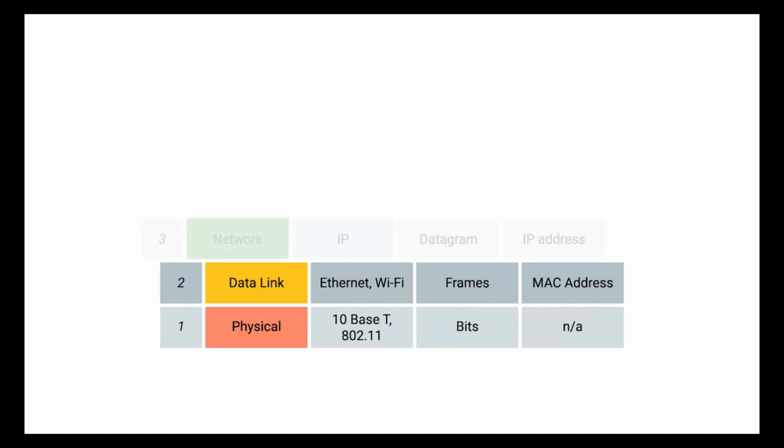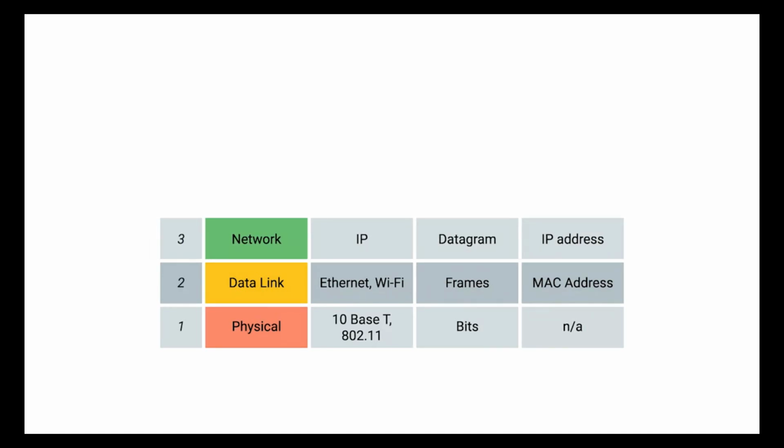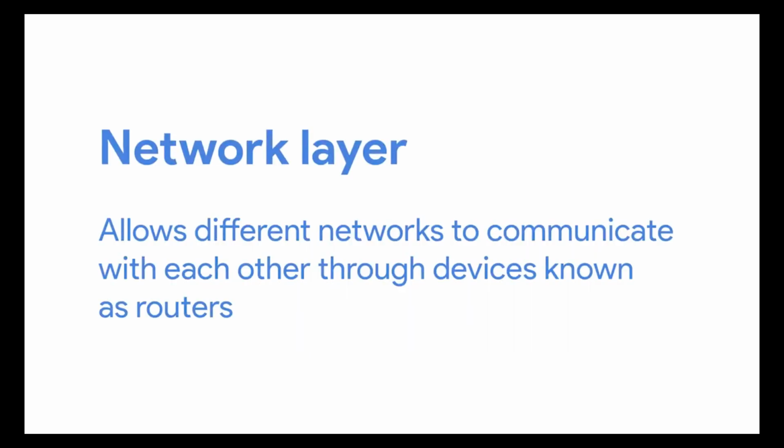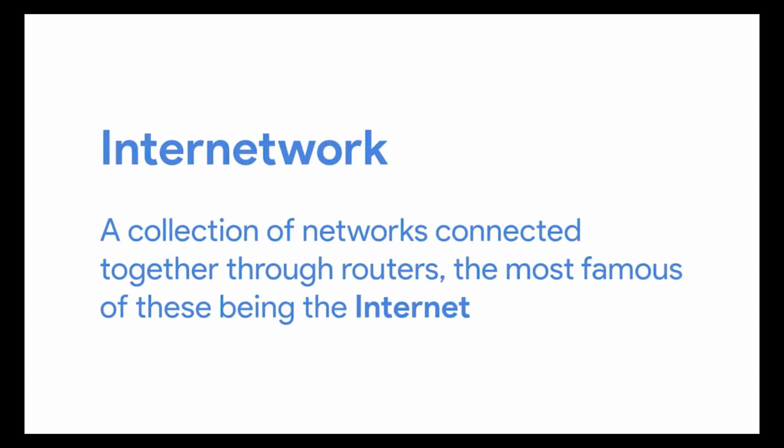The third layer, the network layer, is also something called the Internet layer. It's this layer that allows different networks to communicate with each other through devices known as routers. A collection of networks connected together through routers is an internetwork, the most famous of these being the Internet. Hopefully you have heard of it.